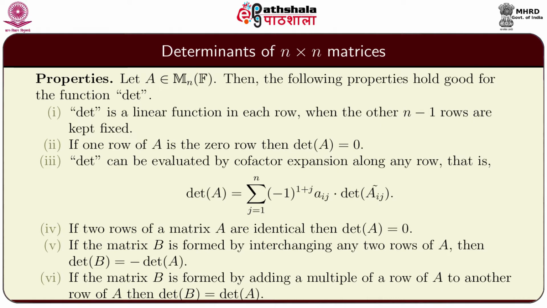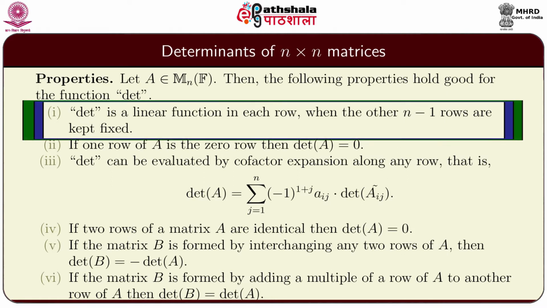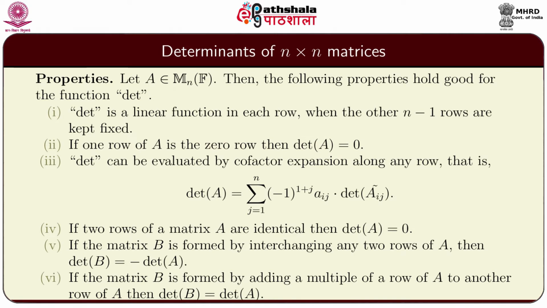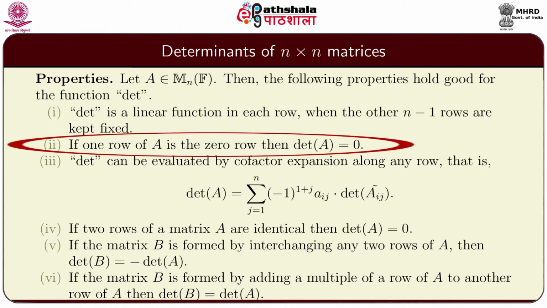A list of very important properties for the determinant function. Suppose that A is an n cross n matrix over F, then the following properties hold good for the function det. Det is the short form we use for the determinant function. 1. Det is a linear function in each row when the other n minus 1 rows are kept fixed. 2. If one row of A is the 0 row, then det A is 0.